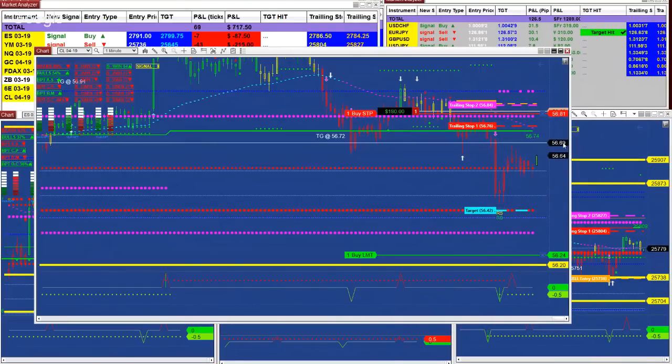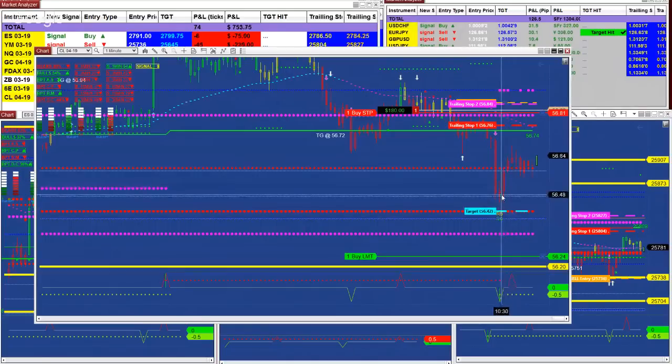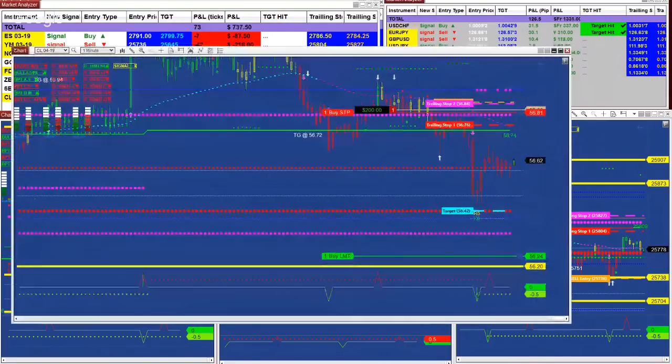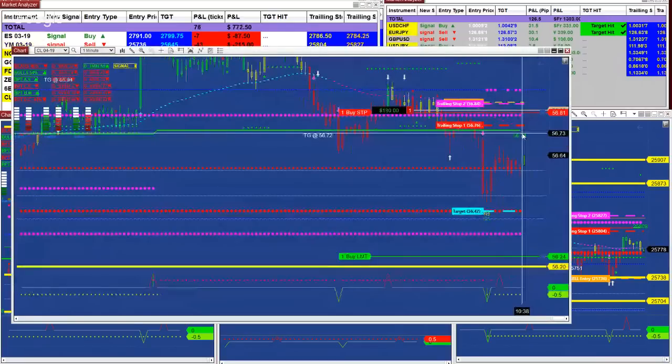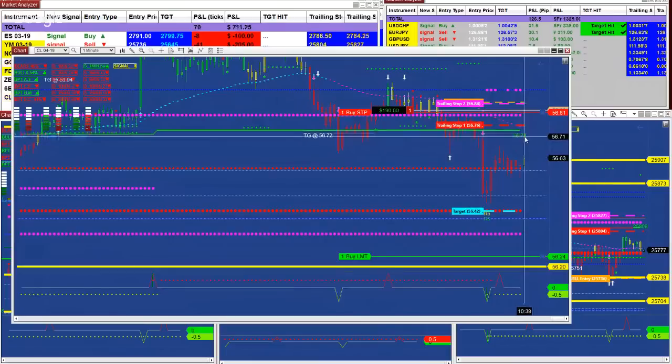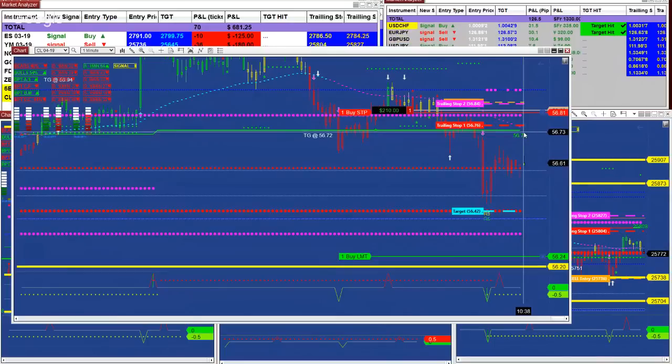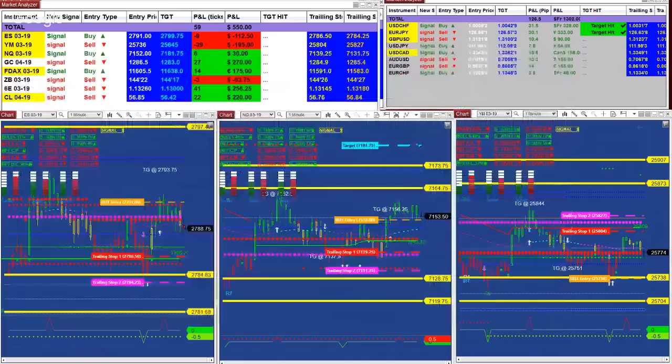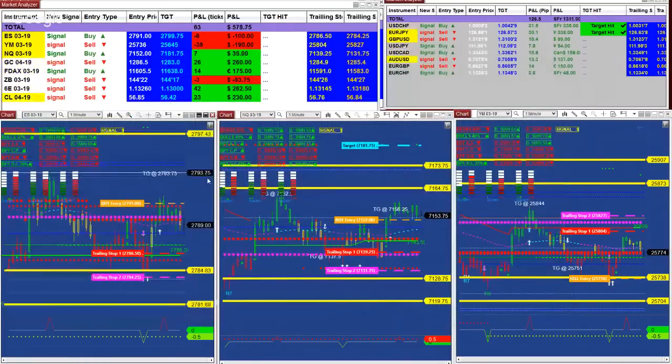Whoever nailed it where we called it at 56.48 and got out, don't do anything. There is a re-entry point at 56.73. This is a sell re-entry on the CL at 56.73 if you are not in that trade. Try to follow on a sim, please.